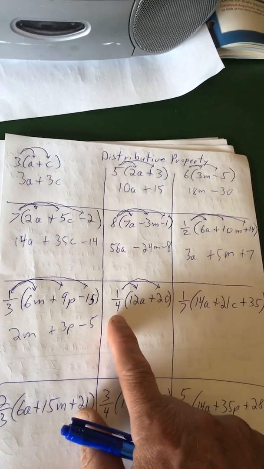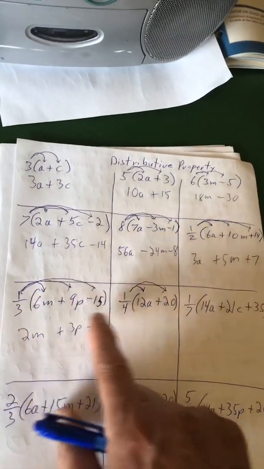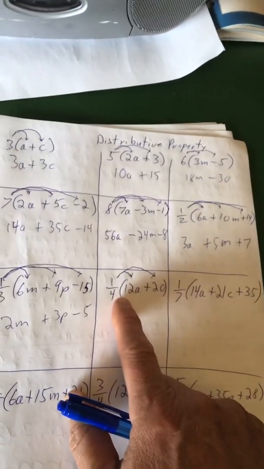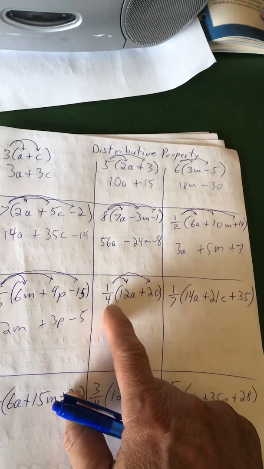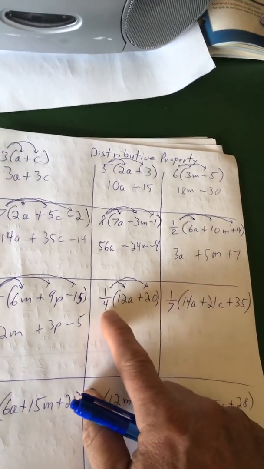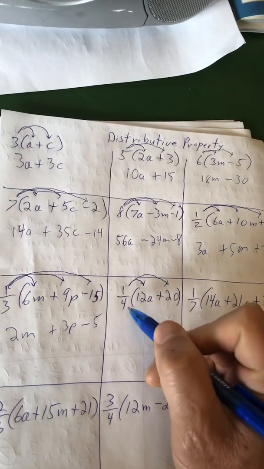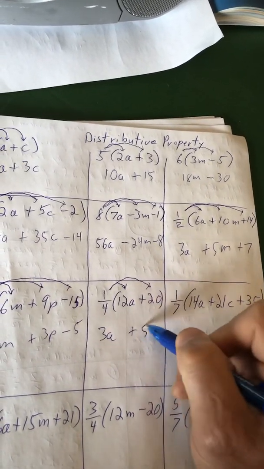What do you think you're going to do with the 4 this time? Here we divided by 2, here we divided by 3, so what do you think you're going to do with the 4? And you should be able to see the pattern. You're not multiplying by 4, you're actually dividing by 4 because it's in the denominator. 12 divided by 4 is 3, so 12a divided by 4 is 3a. And a fourth of 20 is 5.